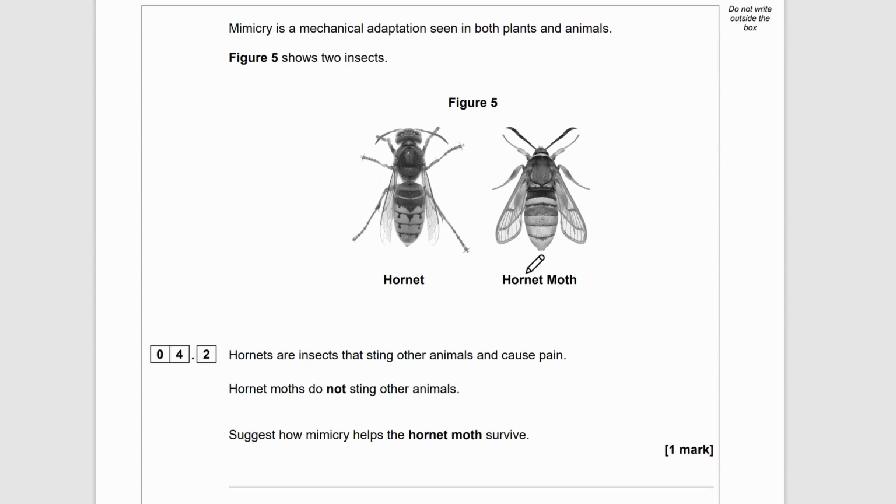Mimicry is a mechanical adaptation seen in both animals and plants. Figure 5 shows 2 insects, a hornet and the hornet moth. Hornets are insects that sting other animals and cause pain. Hornet moths do not sting other animals. Suggest how mimicry helps the hornet moth survive.